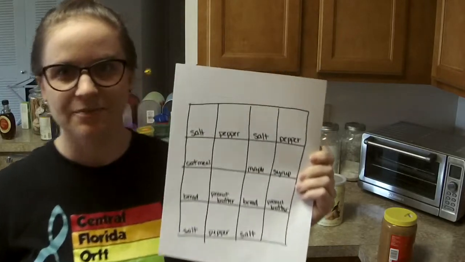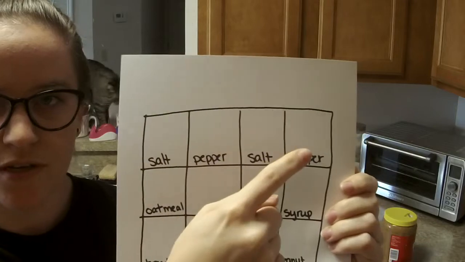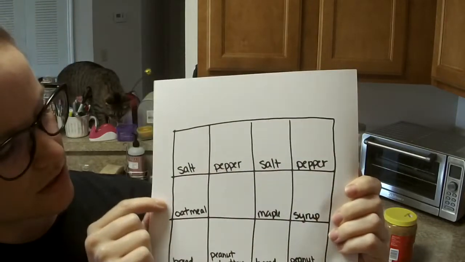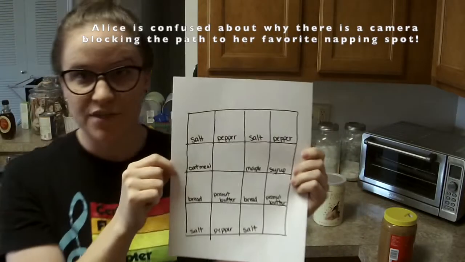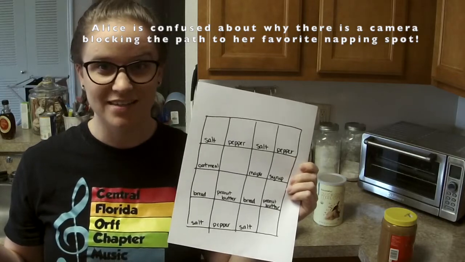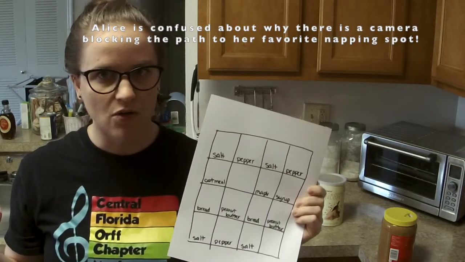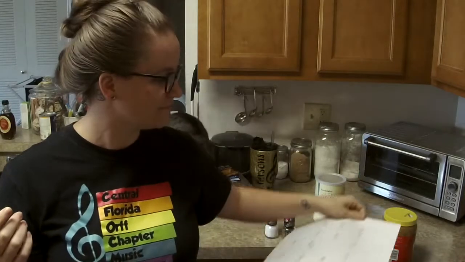So as you can see, I have made my pattern. I did salt, pepper, salt, pepper. I put oatmeal and I left an empty square. If you leave an empty square, that means there's not going to be any music notes in that square. There's not going to be any sound. Do you remember what it's called if something doesn't make any sound in music? It's called a rest.